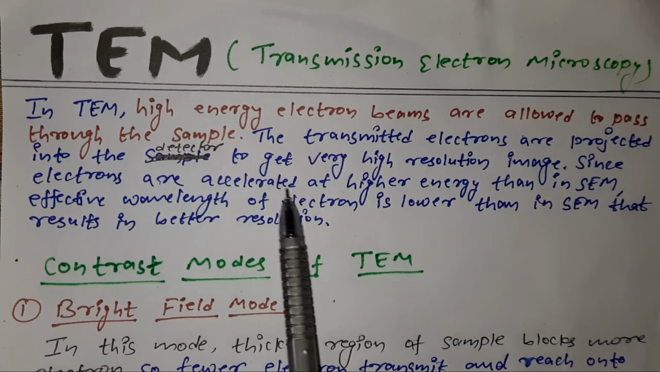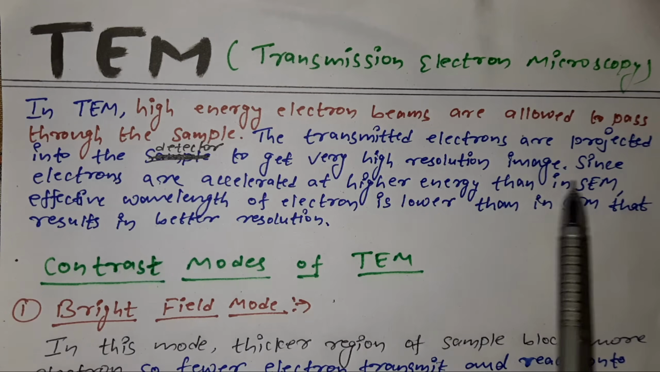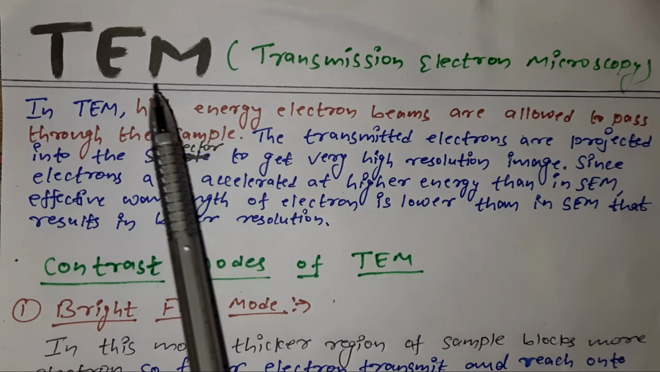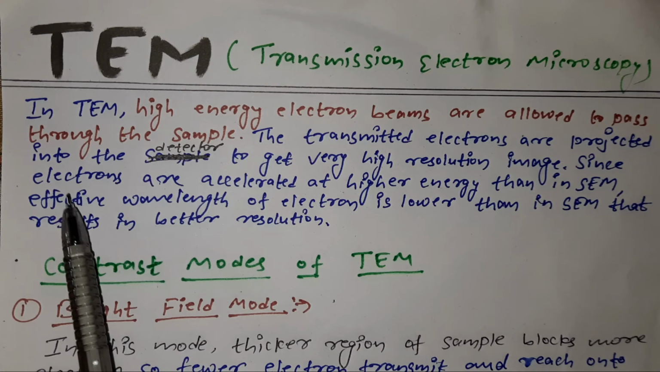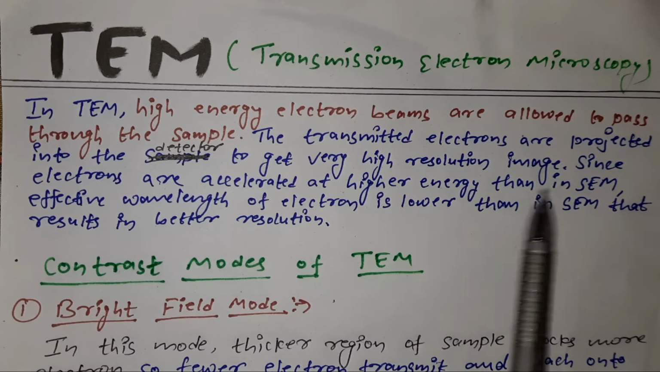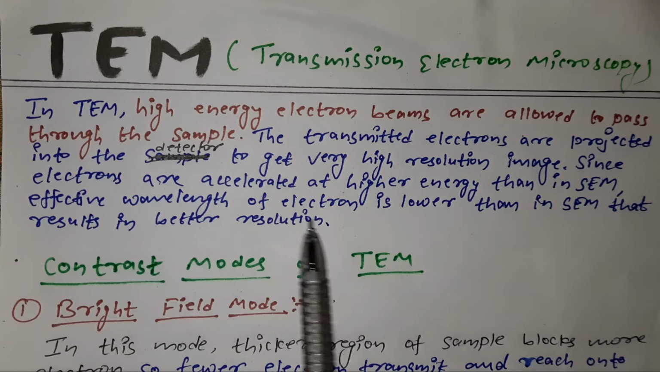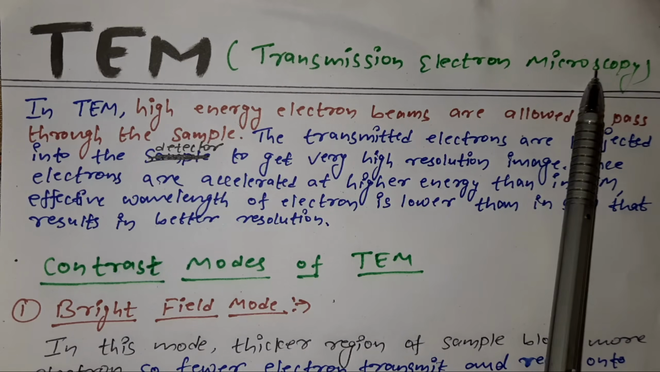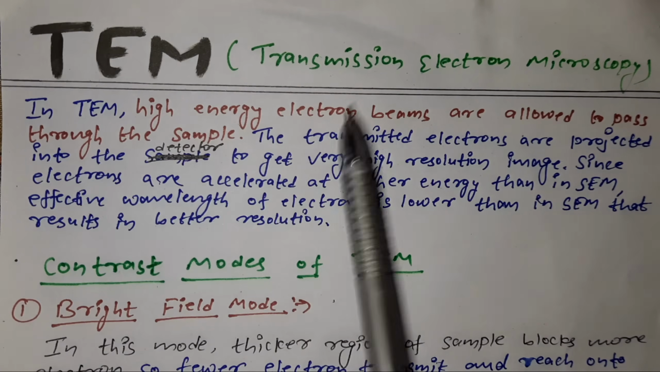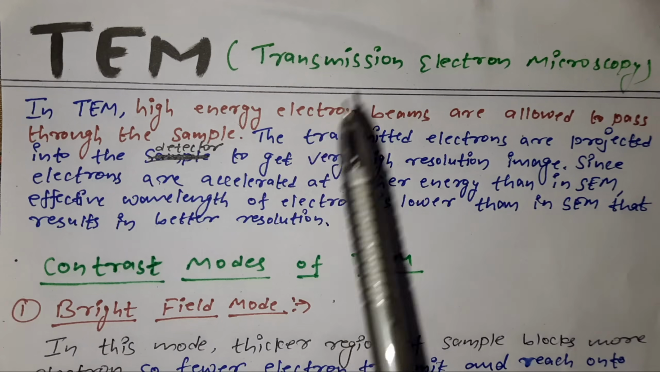Since electrons are accelerated at higher energy than in SEM, obviously in TEM electrons with higher energy are used, so their wavelength will be lower than in SEM. That results in better resolution. So TEM, that is transmission electron microscopy, is a better way to get an image of the sample.